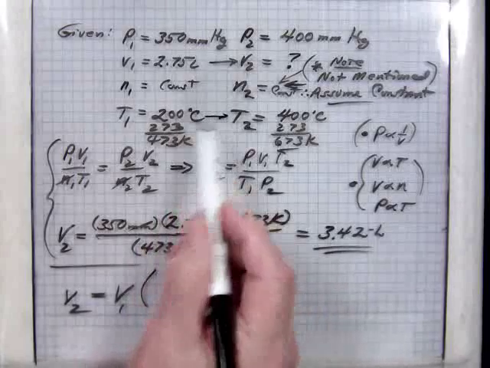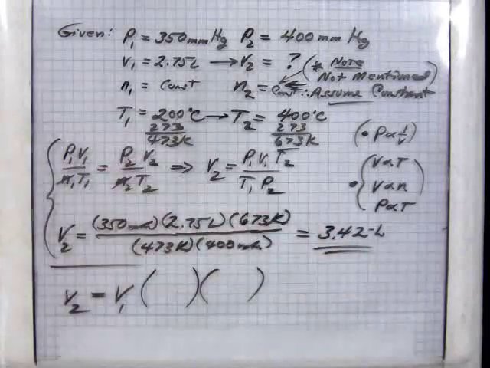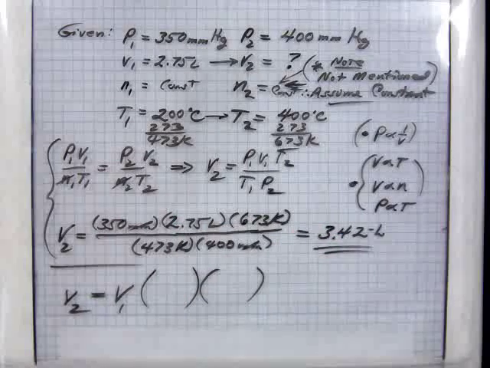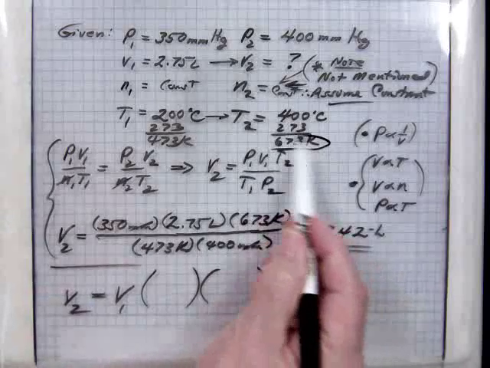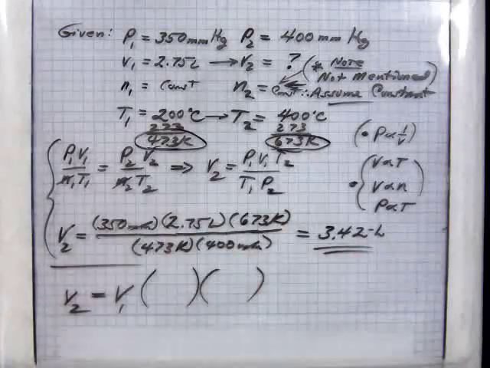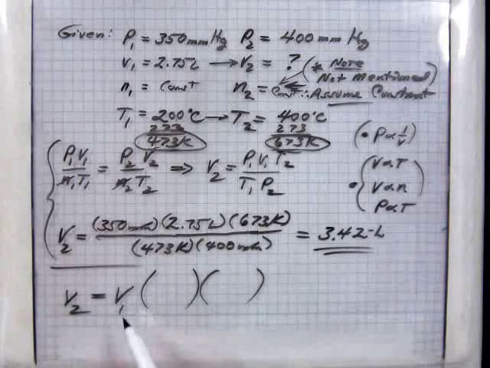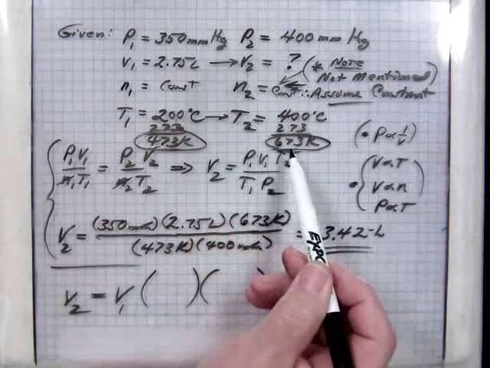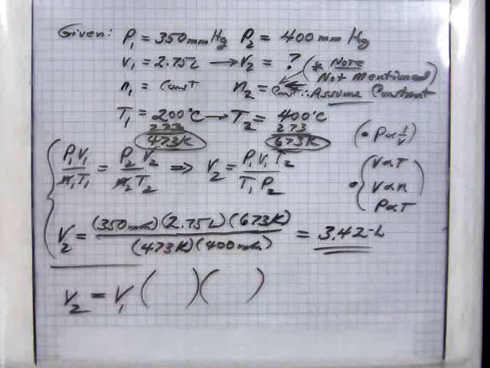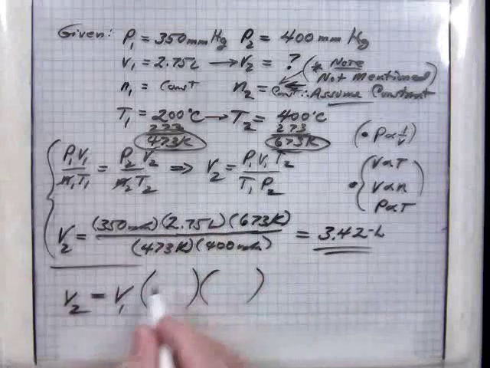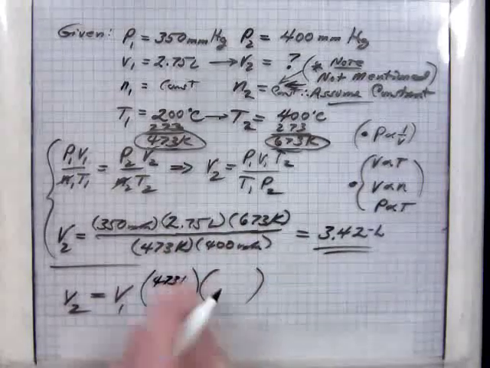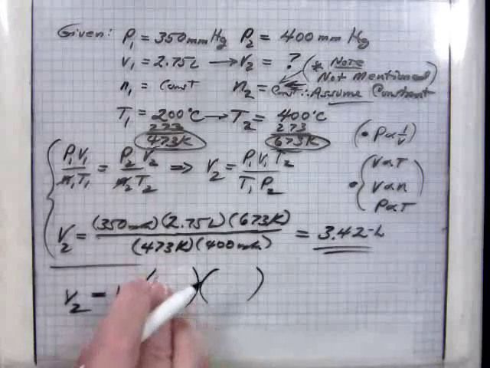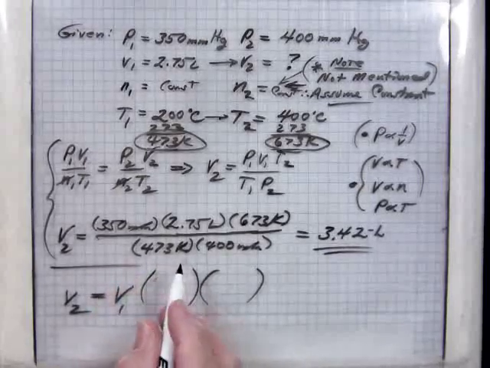I'm going from T1 to T2, 200 to 400. What's temperature doing? Increasing or decreasing? All right, what happens to volume if you increase temperature? It gets bigger. So you want to use 673 and 473 to make a ratio that will make V1 bigger. Would you use 473 over 673 or 673 over 473? Obvious. 673 over 473, yeah? No big mystery. Okay, that's what you'll do.